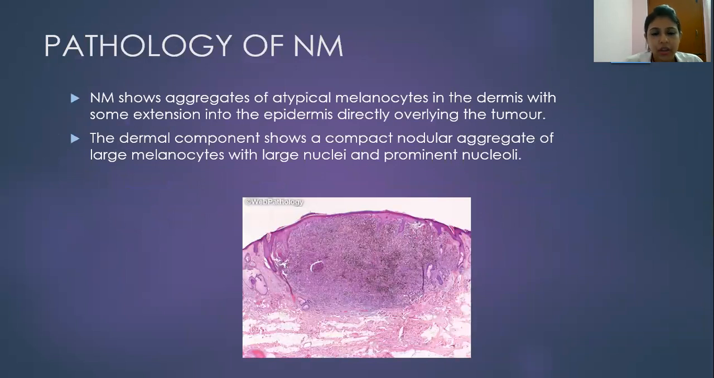Pathology of the nodular type. Nodular melanoma shows aggregates of atypical melanocytes in the dermis with some extension into the epidermis directly overlying the tumor. Here in the pathology slide we can see a lot of atypical melanocytes filling the dermis. Along with that, they're also extending towards the epidermis overlying the tumor. So basically the tumor is pushing the epidermis up, that is how the nodular form comes.